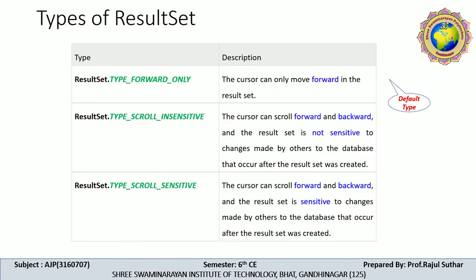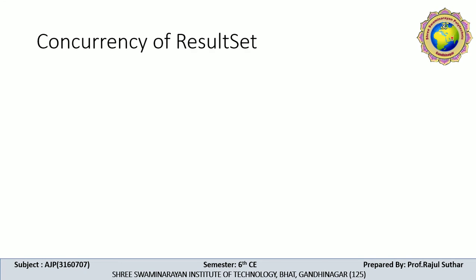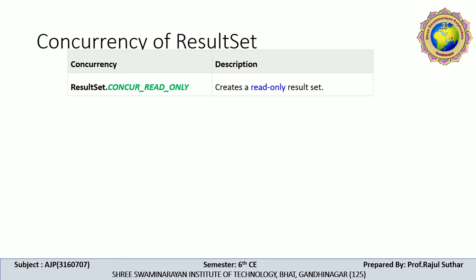So this is the default type. Forward only is the result set type. Next is the concurrency of the result set. What do you mean by concurrency? Concurrency means executing concurrently without affecting the other. The concurrency result set options: the first one is ResultSet.CONCUR_READ_ONLY.